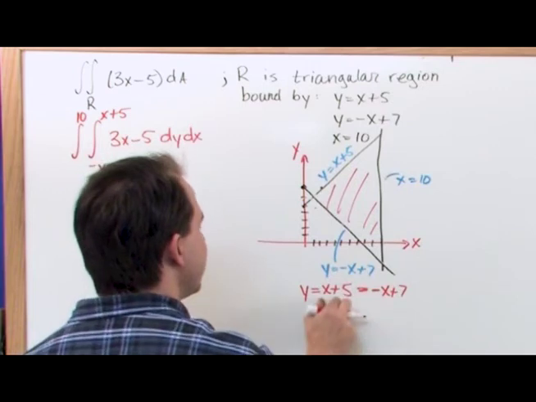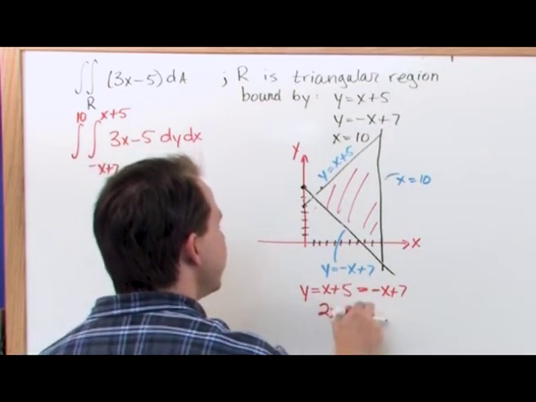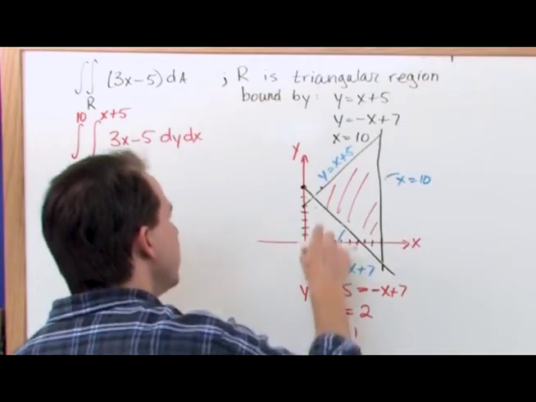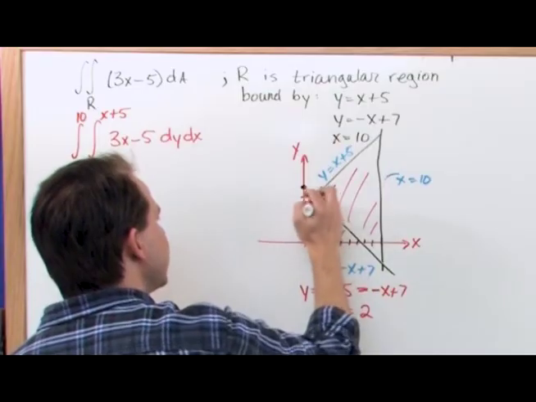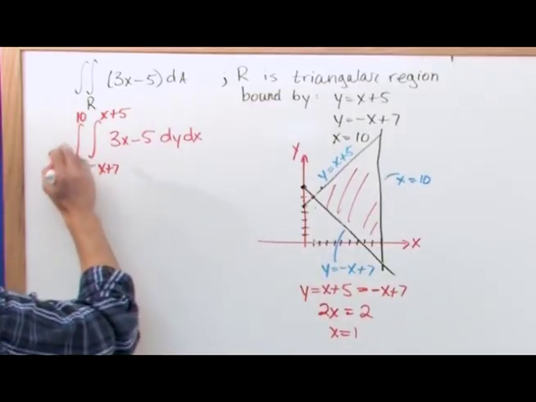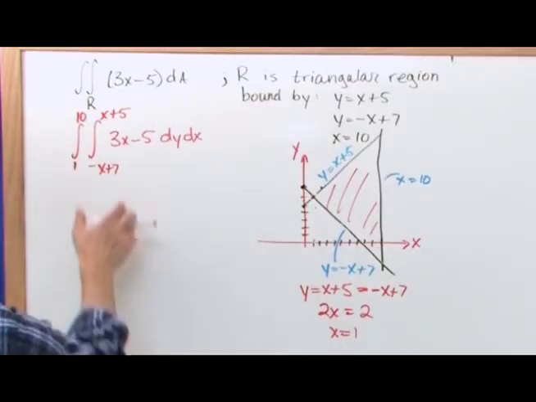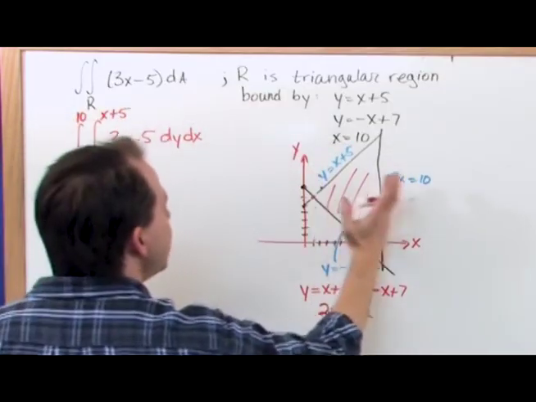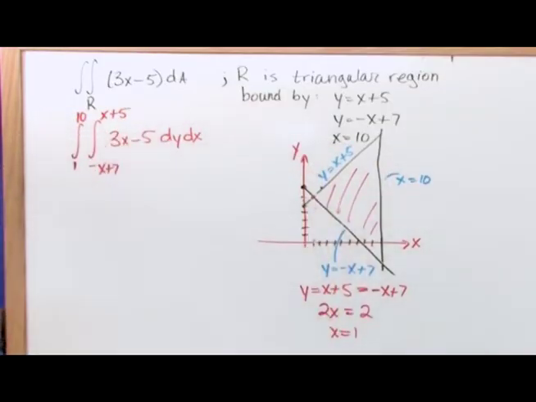So they're equal to each other. Let's move the x over here, so I'm going to have 2x. Move the 5 over here, that's going to be 2, so x is equal to 1. That looks like exactly what I drew on the graph. So it's going to go from 1 to 10. So big picture, I'm integrating from this function up to this function, and I'm integrating from 1 to 10, sweeping out this triangular area here.